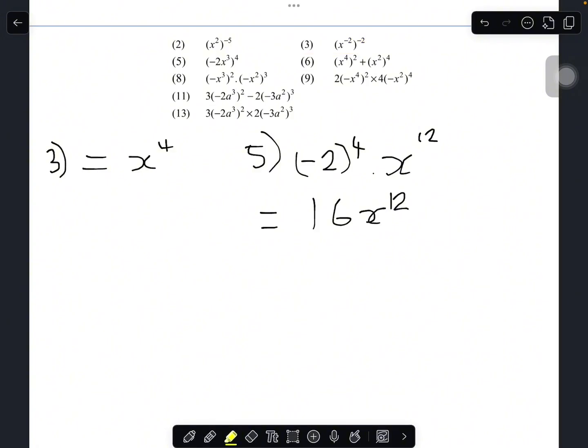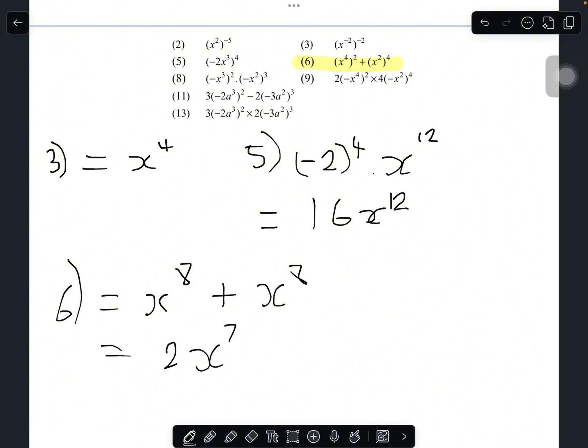Let's move on to number 6 right here, and we're going to apply the same rule again. So we're going to go to number 6. Here we have, it's just going to be x to the power 8 plus x to the power 8. Now these are two like terms, you can then add them together, so it'll be 2x to the power 8.